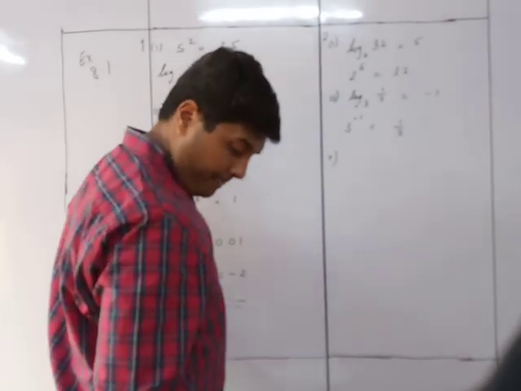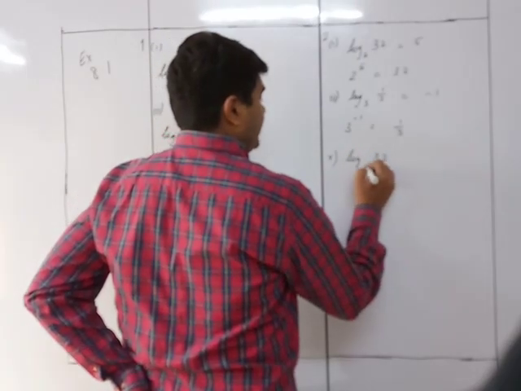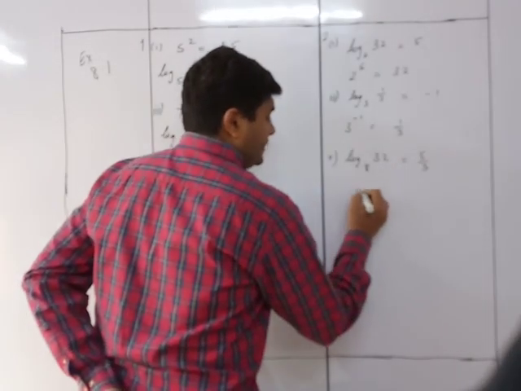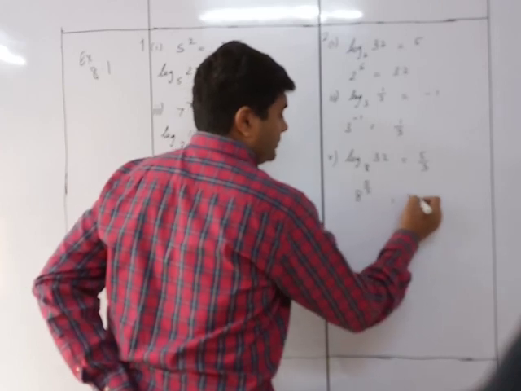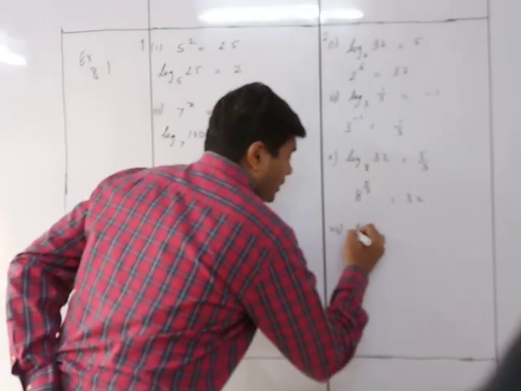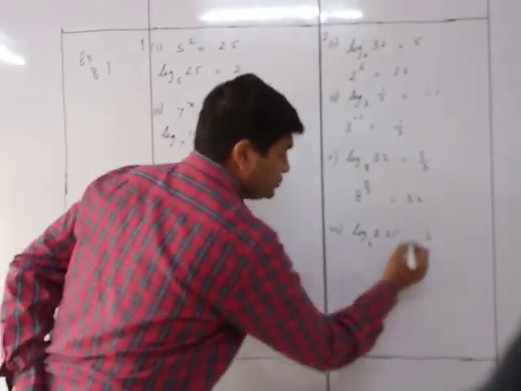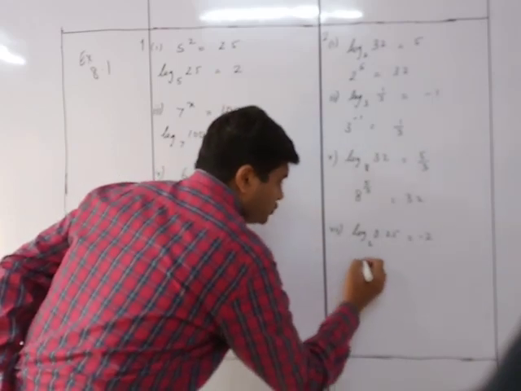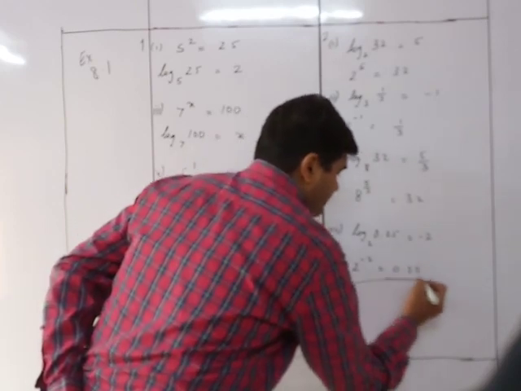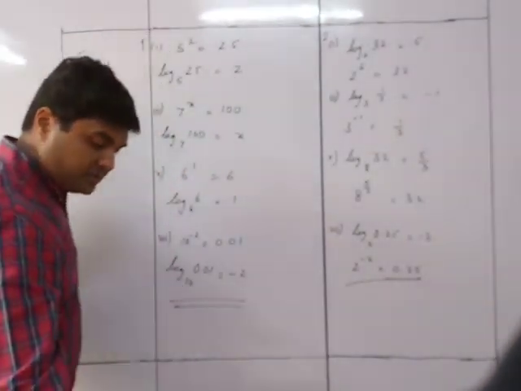Fifth sum. Log of 32 to the base 8 is equal to 5 upon 3. So that's 8 raised to 5 upon 3 is equal to 32. Seventh one: log of 0.25 to the base 2 is equal to minus 2. That makes it 2 raised to minus 2 is equal to 0.25. Understood? This is how we are going to get the answers for 8.1.